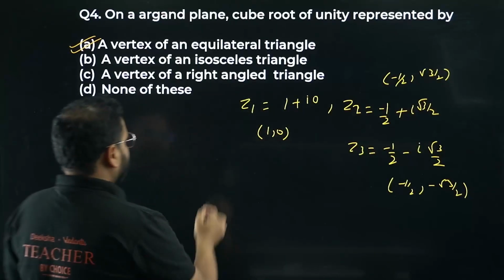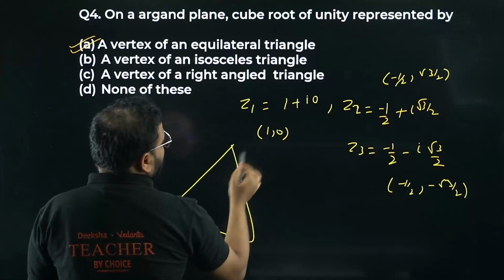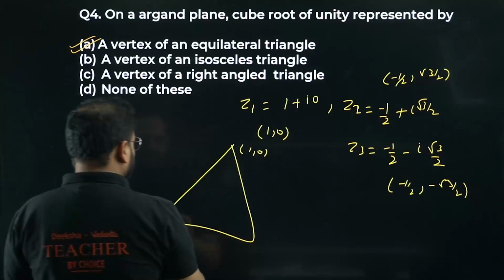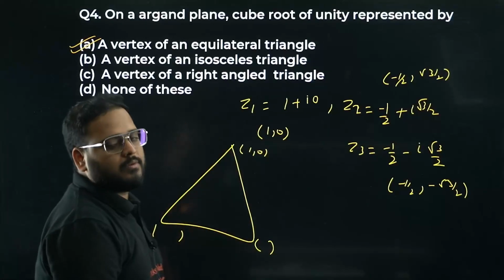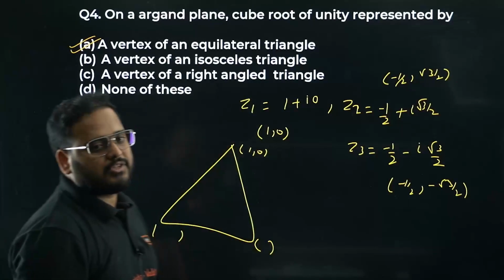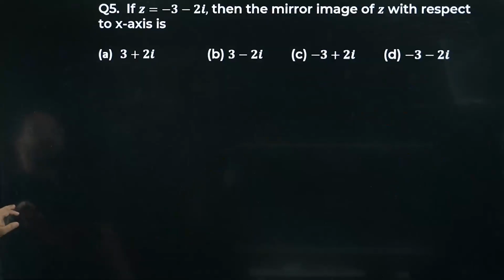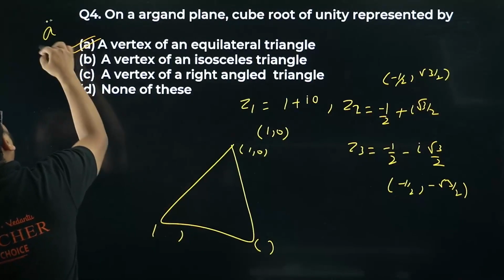Plot this on the plane. You get one point somewhere at (1, 0), and the other points. You'll find the distance over here, and you'll get these as equal. It will be an equilateral triangle. Please check. Fourth is done. Answer is option A.